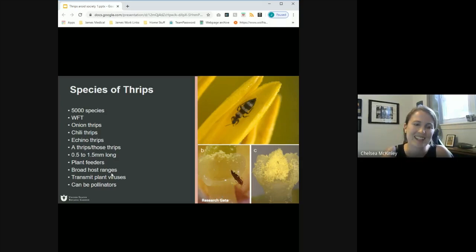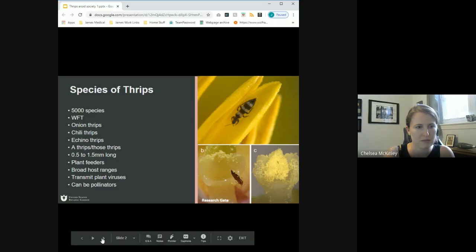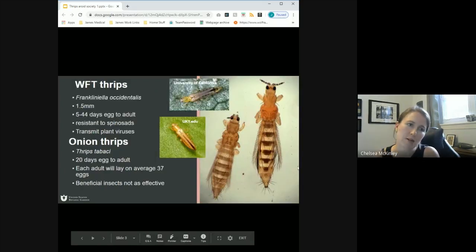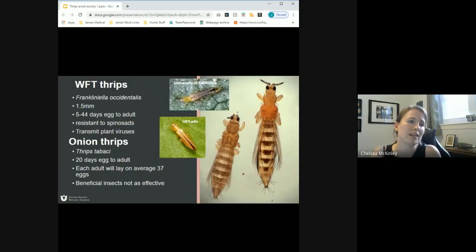And the species that we're going to talk about today also have very broad host ranges, which is one of the reasons why I wanted to talk about them, because they tend to be the most prevalent of the thrips pests. All right, so first off, Western flower thrips, Frankliniella occidentalis, as nerdy scientists like to say. They are around 1.5 millimeters, and that is for the female adults.